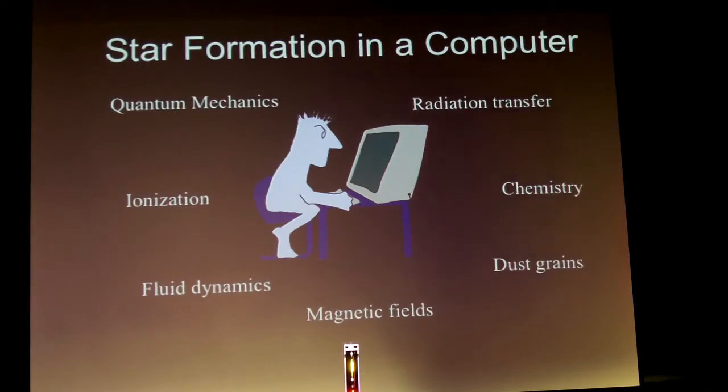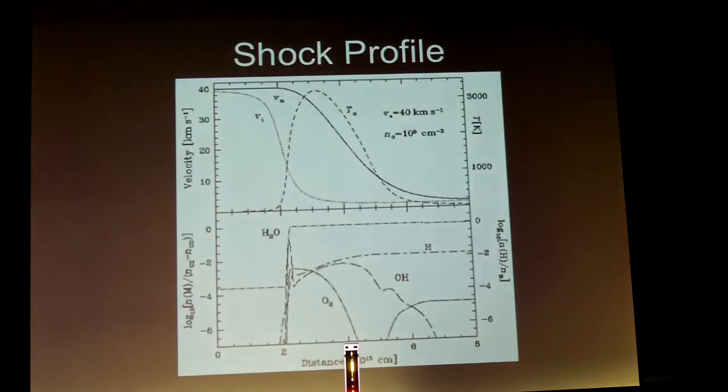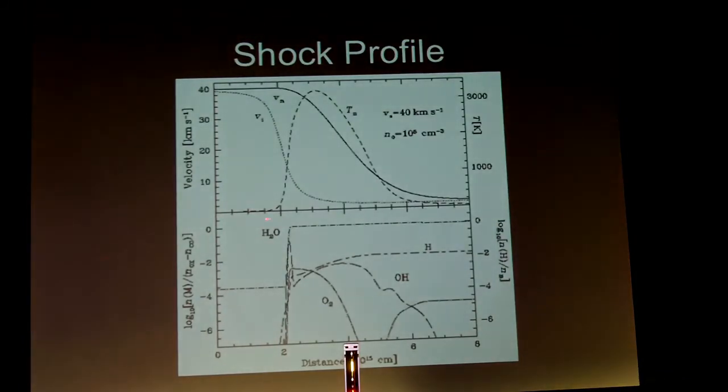So I built a computer model to take into account all the physics that I thought was going on in this cloud. So the quantum mechanics of the individual molecules, how radiation leaks out of the cloud, the chemical reactions, what the dust grains do, how the dust grains wrap around magnetic fields, the fluid dynamics of the shock, how energetic particles ionize the gas, and so on. And the end result of that is a graph that looks like this that tells you how the temperature changes, how the chemistry changes, and so on.